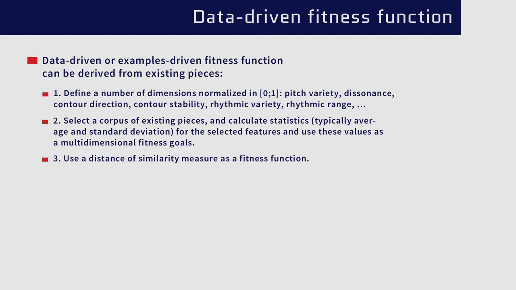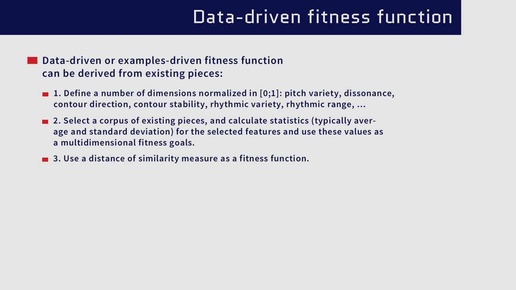One can even select more features than needed and run a feature selection algorithm to keep only the most relevant features for the task at hand. This feature selection algorithm is beyond the scope of this class, though. Secondly, the user selects a corpus of existing pieces and calculates statistics, typically average and standard deviation, for the features selected in step 1. These values are then used as fitness goals.